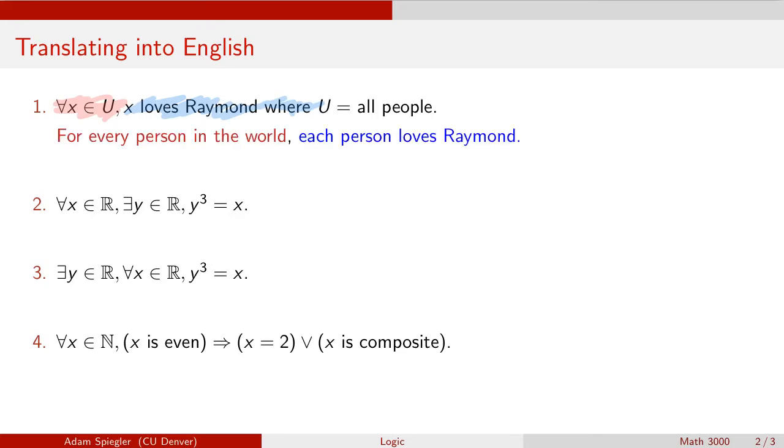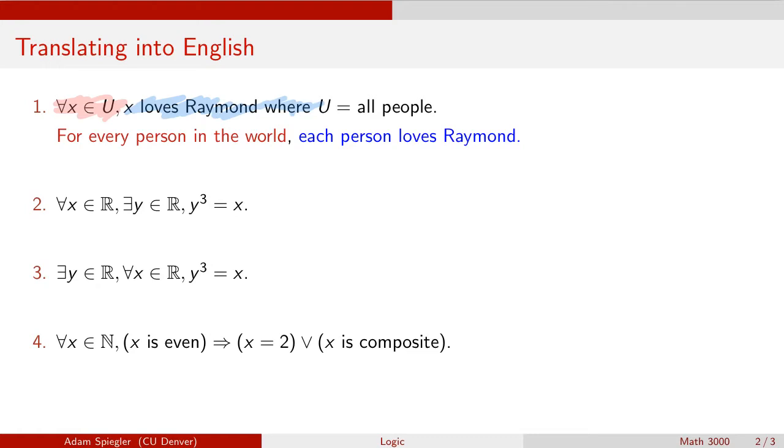If we parse each of these two pieces, the part highlighted in red is saying for every person in U, which is the world. So for every person in the world, then we can translate the blue part, x loves Raymond. x is just representing each person now. So we could say for every person in the world, each person loves Raymond.